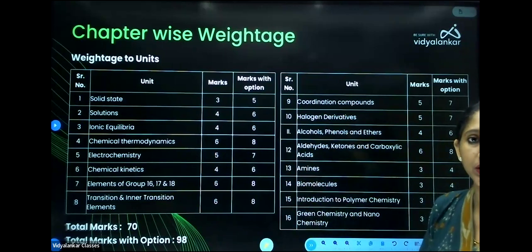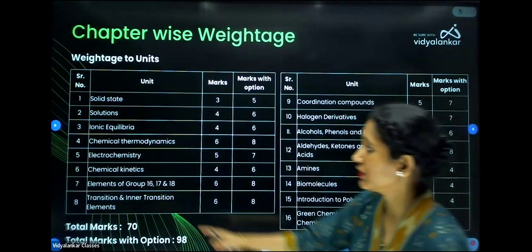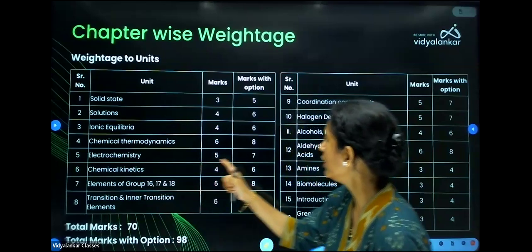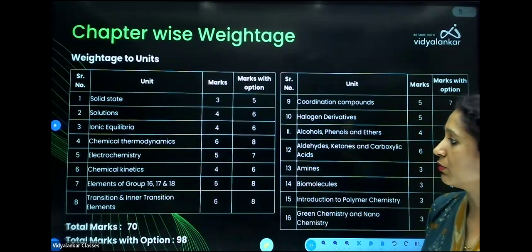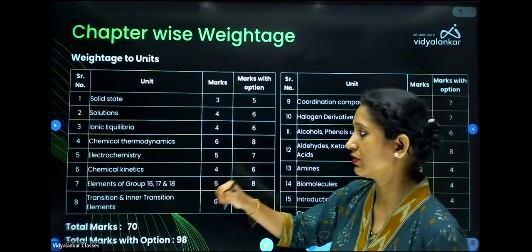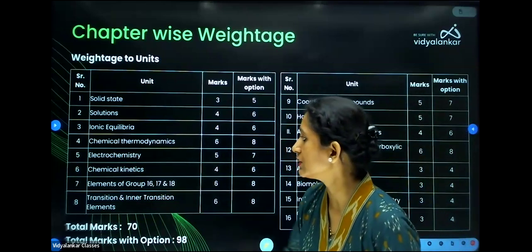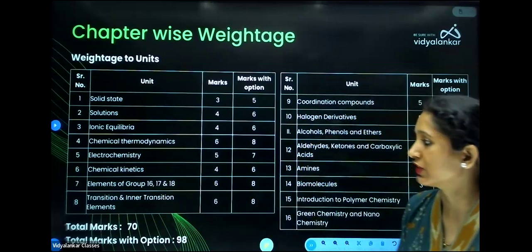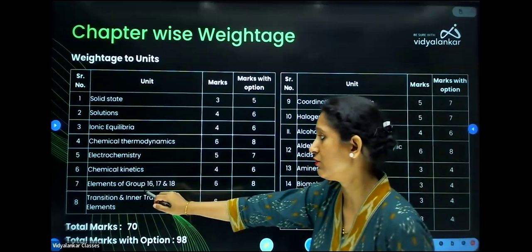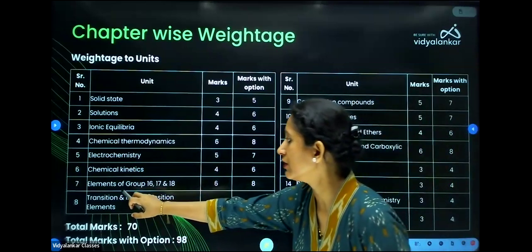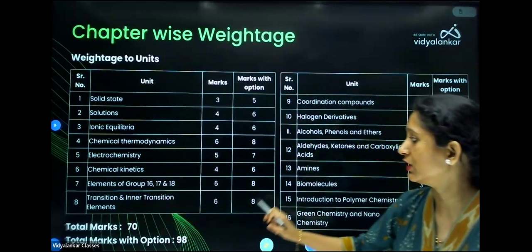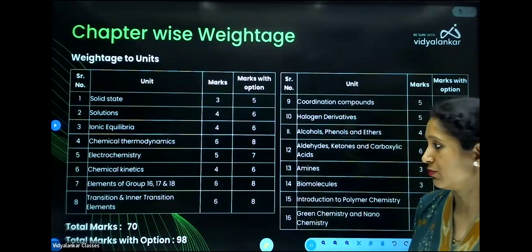Very important chapter in physical chemistry. After that, the next chapter is electrochemistry with the weightage of 7 marks. Again with more weightage in chemistry, it also comes under physical chemistry. Next, it is chemical kinetics with the weightage of 6 marks. After that, again a very important chapter under inorganic chemistry, that is elements of group 16, 17, 18, with the weightage of 8 marks.